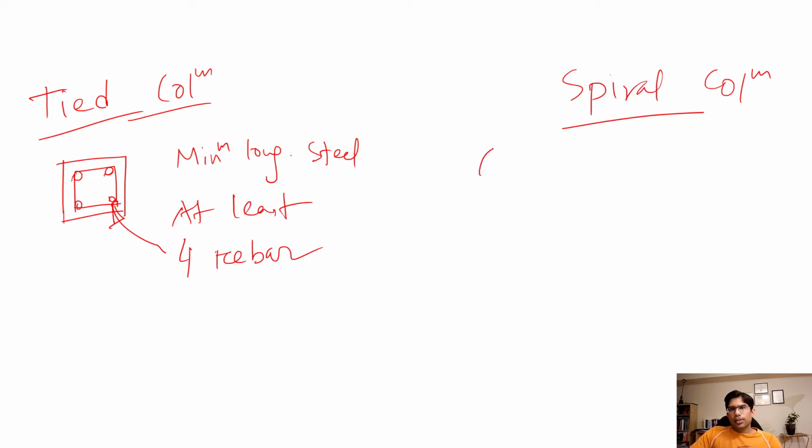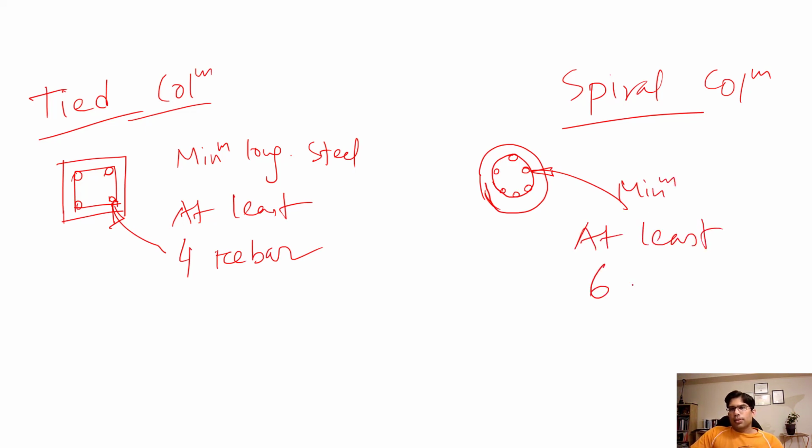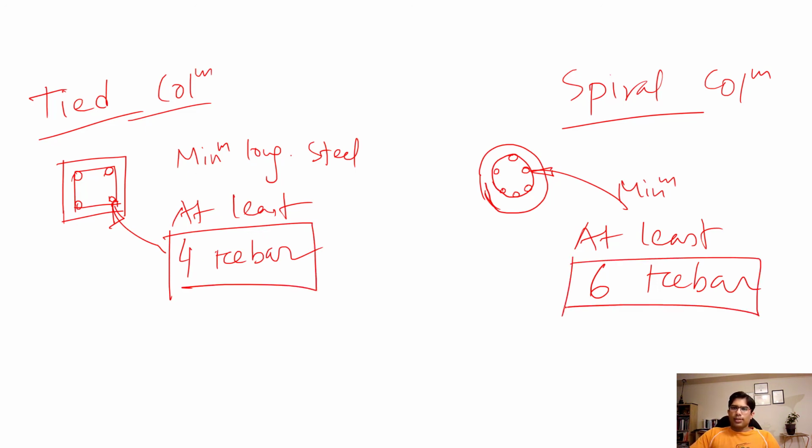So this is the spiral. Then there is usually at least 6 rebar minimum. So in case of a tie column, we should always use at least 4 rebar in 4 corners, and in case of a spiral column, we should always put at least 6 rebar. There is no limit to the maximum, but we should use at least 4 rebar and at least 6 bar.